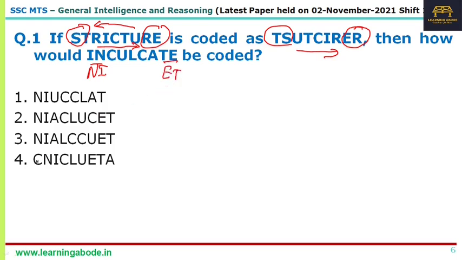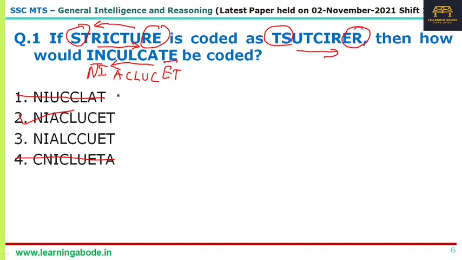Now in that case, answer option 4 is out, answer option 1 is also out. You are left with only 2 and 3. So what next? You have to write CULCA reversed, ACLUC. Now that's answer option 2. So NI ACLUC ET. So for the first question, the answer is answer option 2.